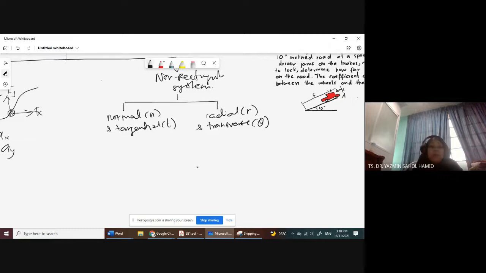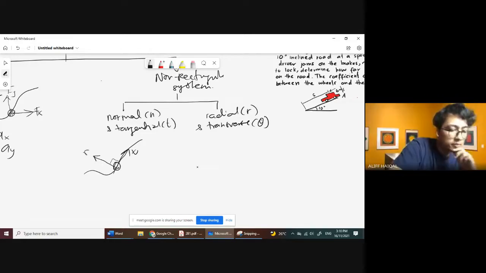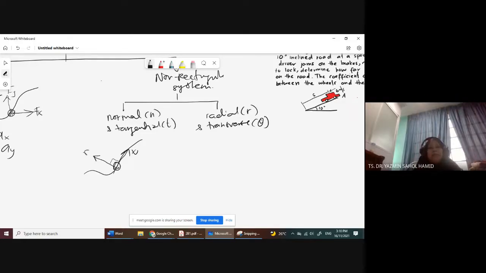Same with normal and tangential. The tangential must be tangent to the path. Normal, how do you determine the normal? What is the clue? Perpendicular. Yes, and the normal direction must be in the concave direction. So for the tangent, this will be MAT and this will be MAN. So you do summation forces MAT, and then summation forces MAN.